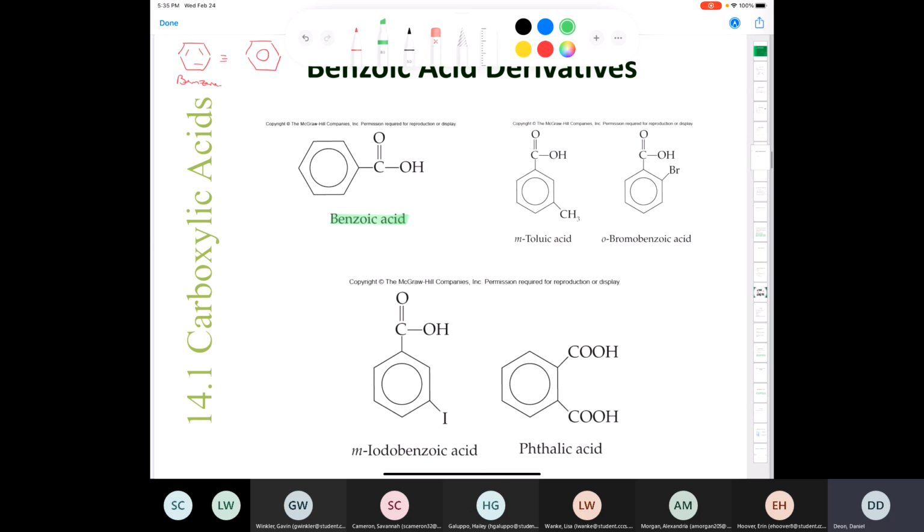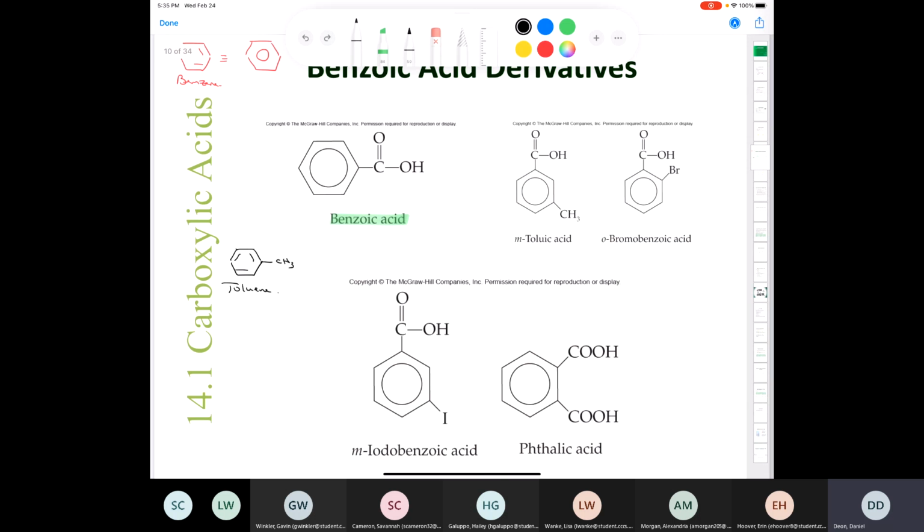Well, we can have further derivatives of benzoic acid, right? You're probably aware of toluene, right? I went over that with you in class, that if you have a benzene ring and if you put a methyl group on it, then it becomes toluene. So it's not that much of a stretch to see that if you take benzoic acid and you add a methyl group to it, you get what's called toluic acid.